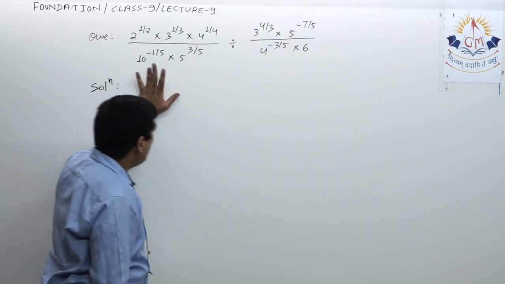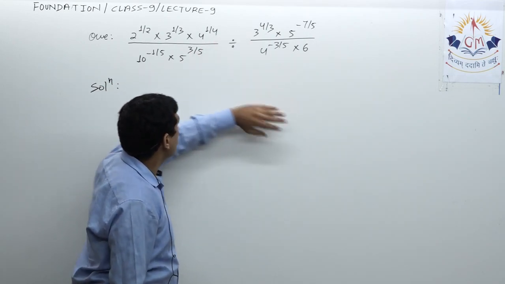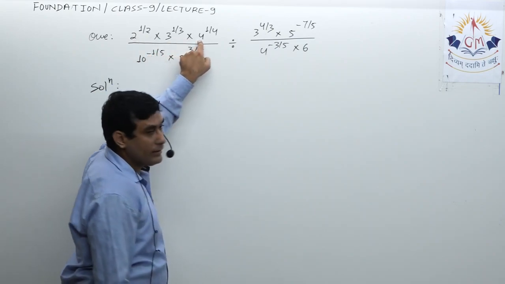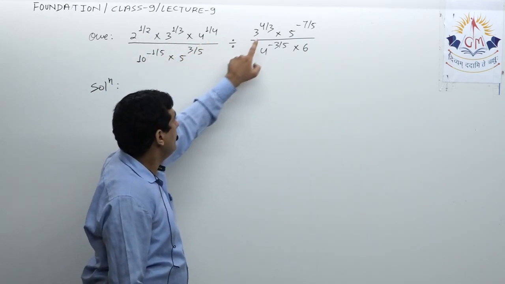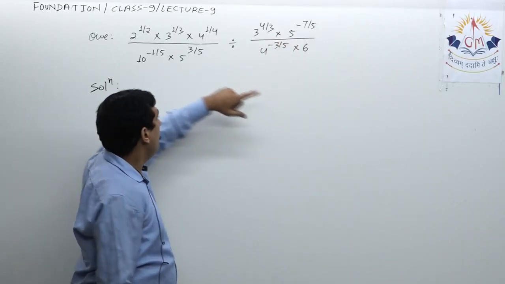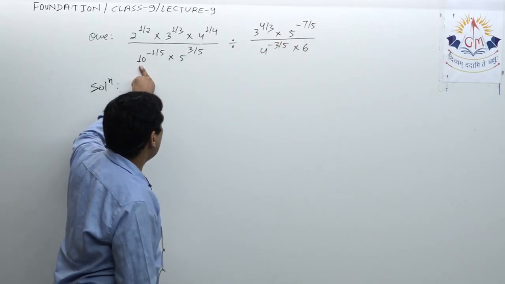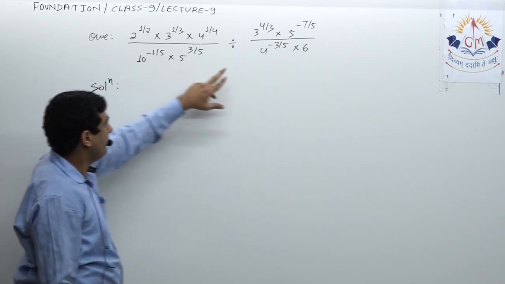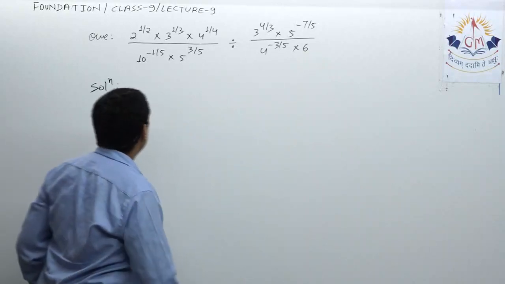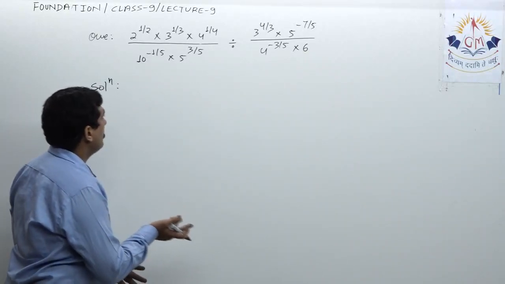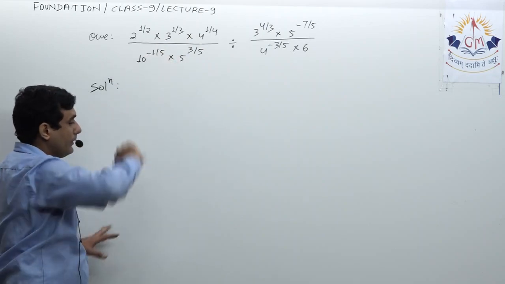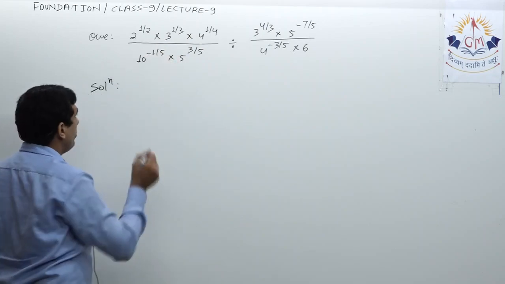See, if you observe this whole question, the bases are 2, 3, 5. That means either the base is prime or it is easy to convert them into prime. So 2 into 5, here 6 is 2 into 3. So first of all we'll convert all the bases in terms of prime numbers.